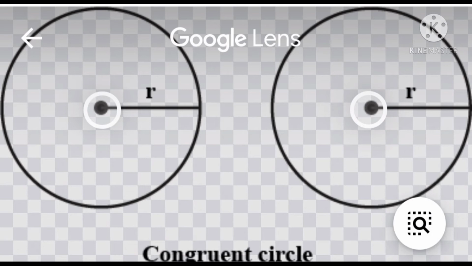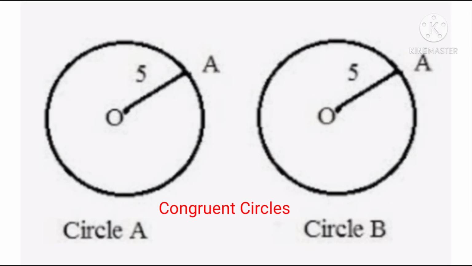Next is congruent circles. Circles with the same radius, that means two, three, four, five, or many circles with the same radius, are called congruent circles. So if circles have the same radius, such circles are called congruent circles. See in this figure, the radius of both circles is 5. That's why such circles are called congruent circles.